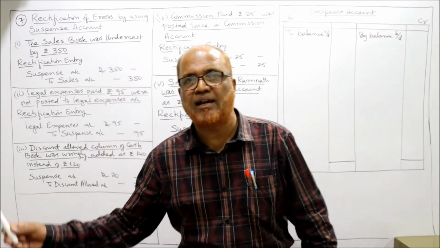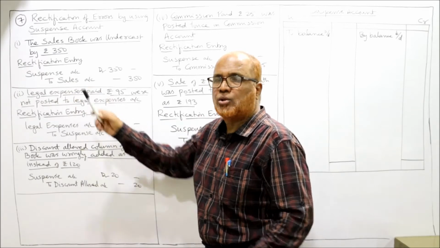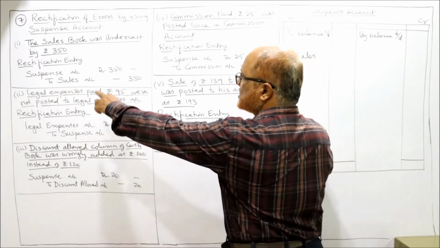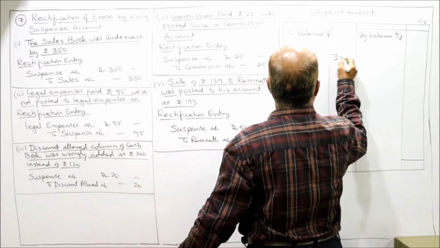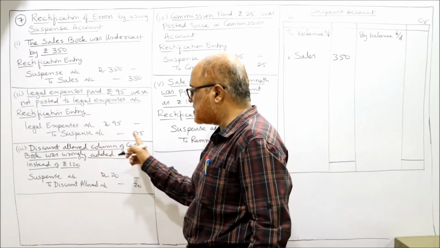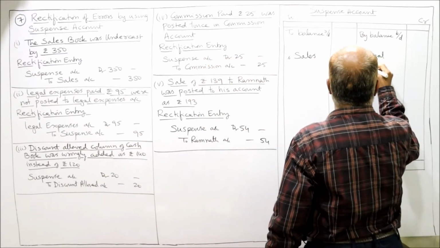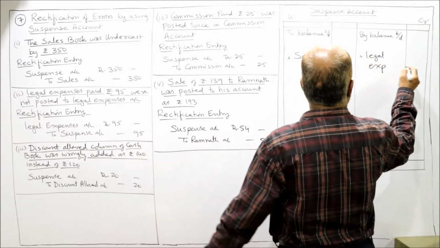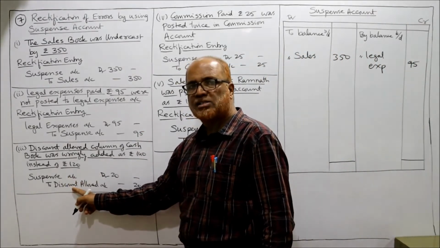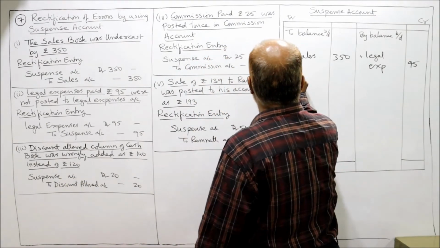Now see, first entry I am posting. The first entry is suspense account debit to sales. The suspense account is debited to sales. How much is the amount there? 350. Then second entry, legal expense account debit to suspense account. Suspense account is credited by 95, so by legal expenses 95. Two entries posted. Next entry is suspense account debit to discount allowed. The suspense account is debited to discount allowed.